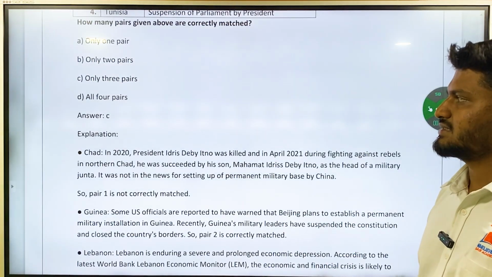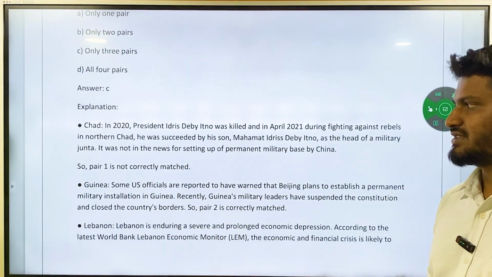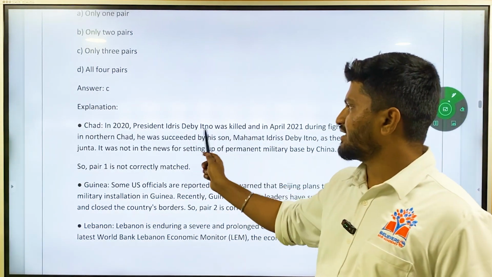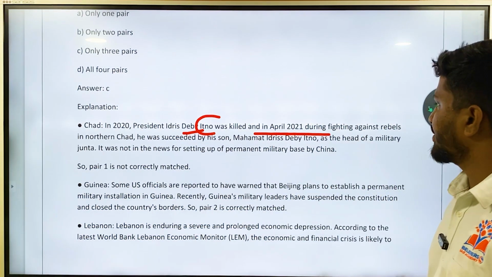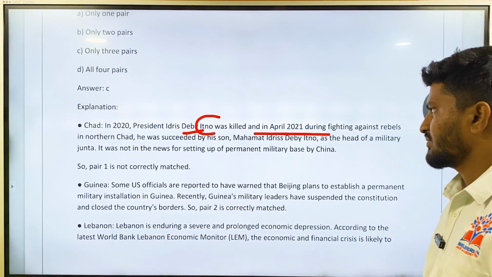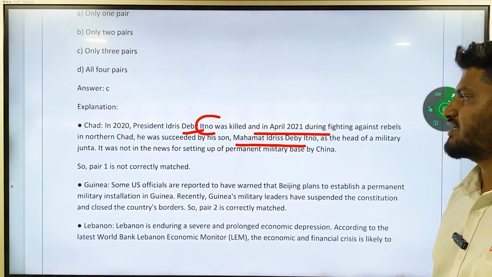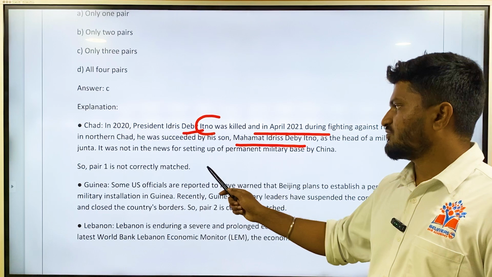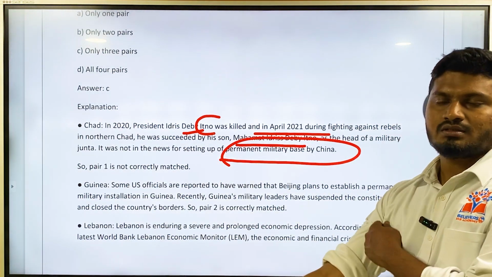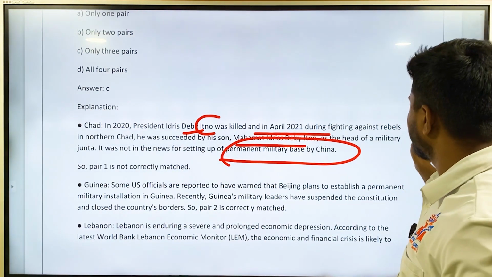So here the correct answer is C, only three pairs, because statement 1 is not correctly matched. In April 2021, during the fighting against rebels in northern Chad, President Idris Deby Itno was killed, and he was succeeded by his son, Muhammad Idris Deby Itno, as the head of a military junta. Chad was in the news not for setting up a permanent military base by China, but because of the coup, the change in the presidency. The rest of the pairs are correct.